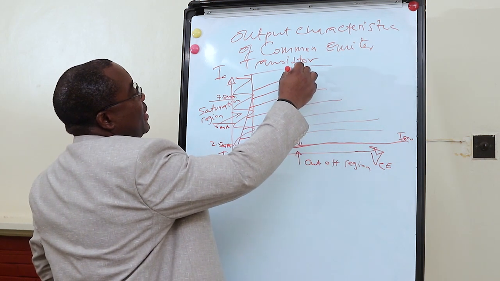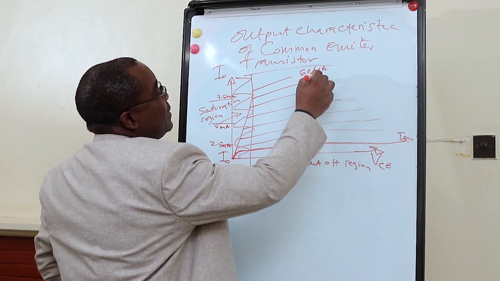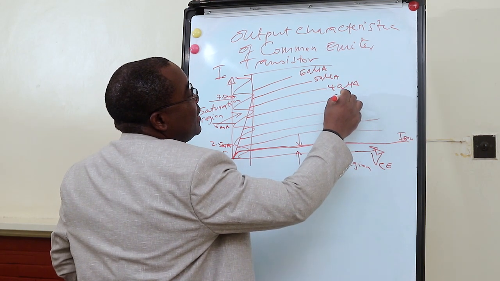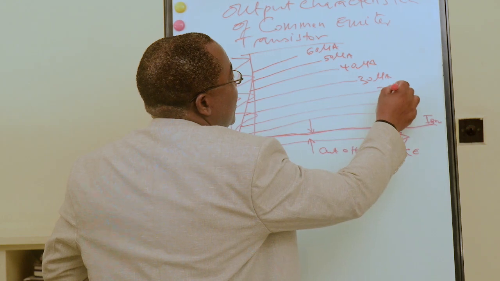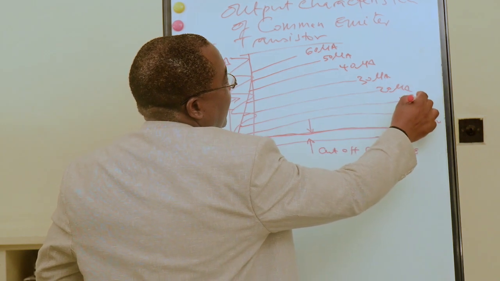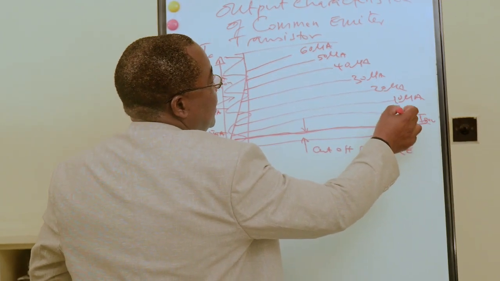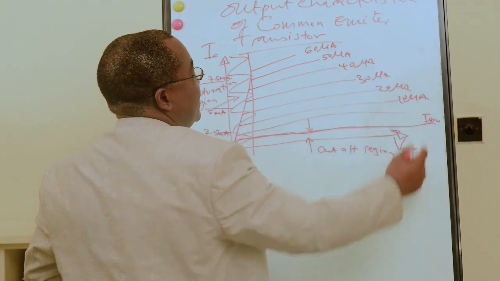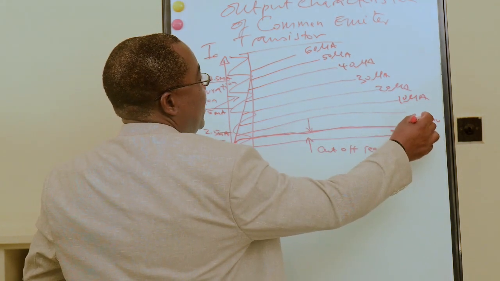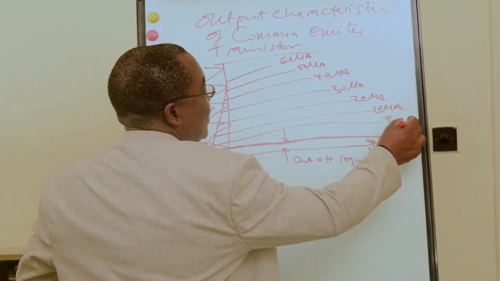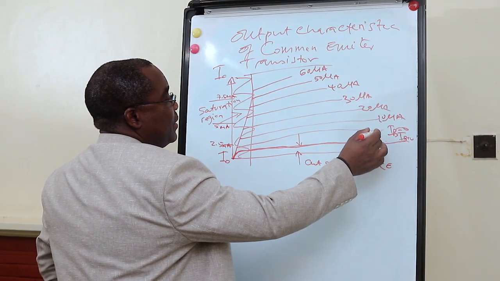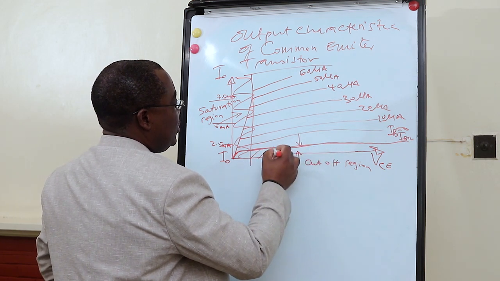And this is the current in microamps. Let's say this is 60 microamperes, this is 50 microamperes, this 40 microamperes, this 30 microamperes, this 20 microamperes, and this can be 10 microamperes. So these are the IB currents. And let's say we have here IB0, our zero is going to be here. So this region is the cutoff region.